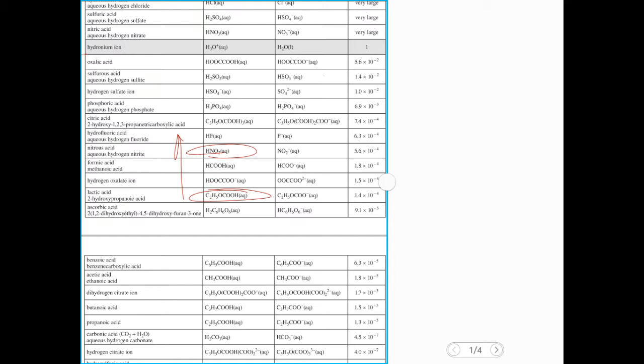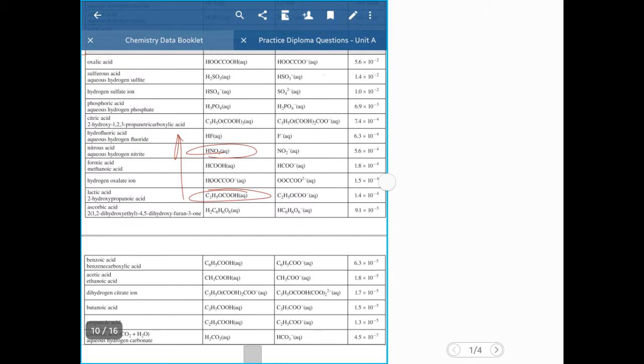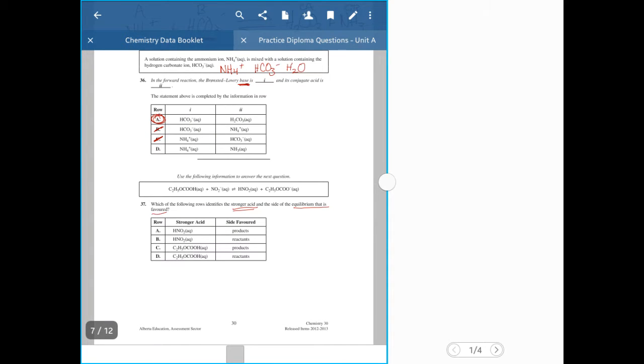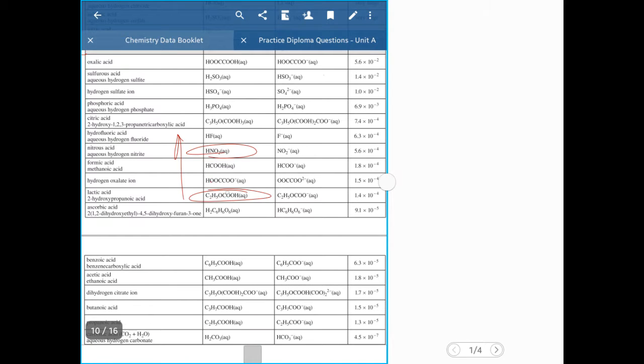Okay, and then the reaction favored, let's go back to see that again. Well, I know my stronger acid is my nitrous acid, so I'm going to cross out letters C and D. And when I look to see which side is favored, I have to see when I'm comparing my lactic acid to my nitrite ion, I need to compare those two. So my lactic acid is here, okay? My nitrite ion, let me just get to a new color here.